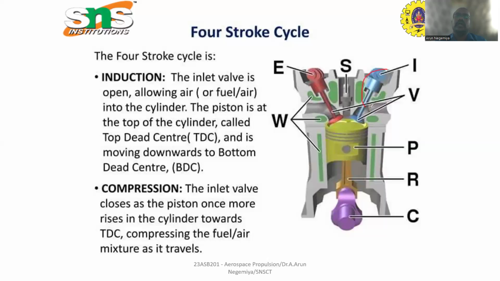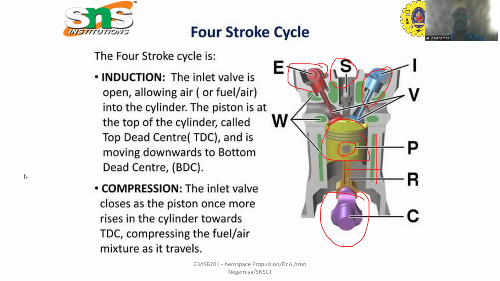So here, this is the inlet valve, this is the exhaust valve, this one is the spark plug, and this is the stroke length of this engine. This is the piston, this is the crankshaft, and this is the crank pin. The crank pin is used to connect the connecting rod to the piston, and the connecting rod is used to connect between the piston and the crankshaft. These are some of the components in the engine.